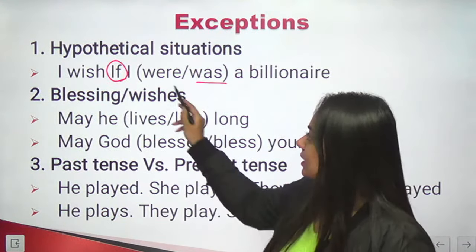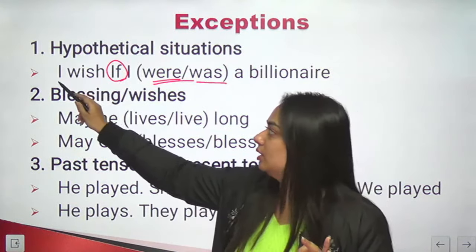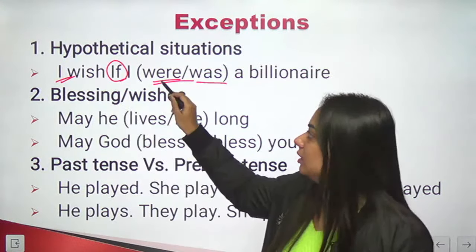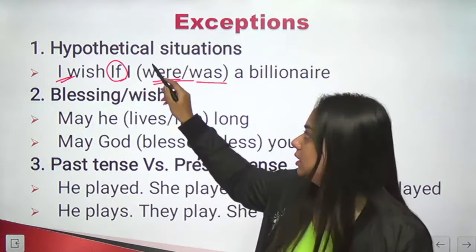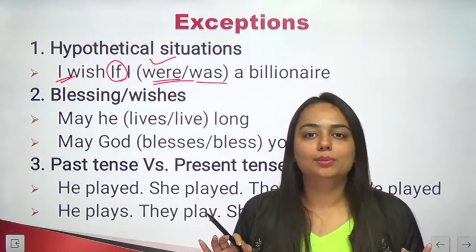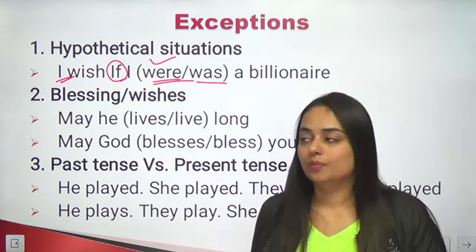So in these cases, whether the subject is singular or plural, doesn't matter. Irrespective of the number of the subject, the verb will be were only, the right choice. And this applies only to was and were. It's not applicable to is, are, am. This is an exception for were only.